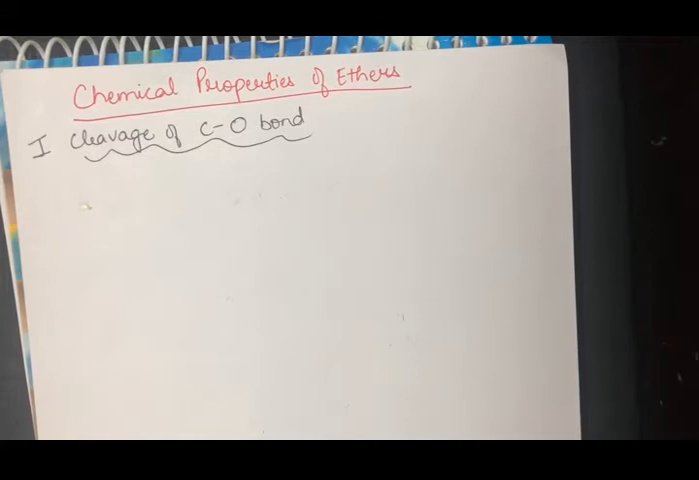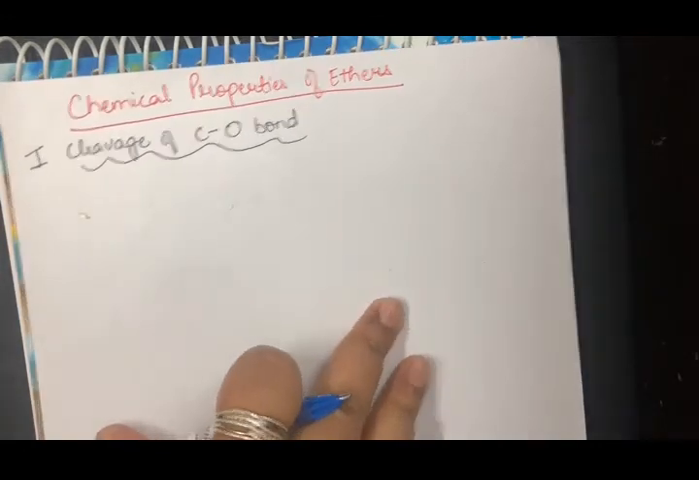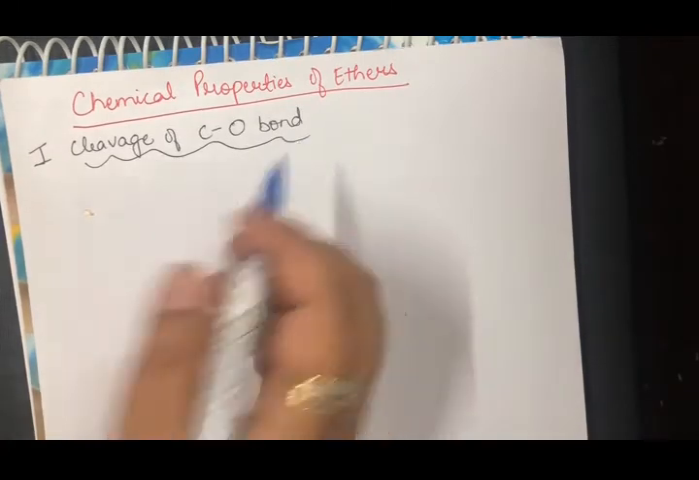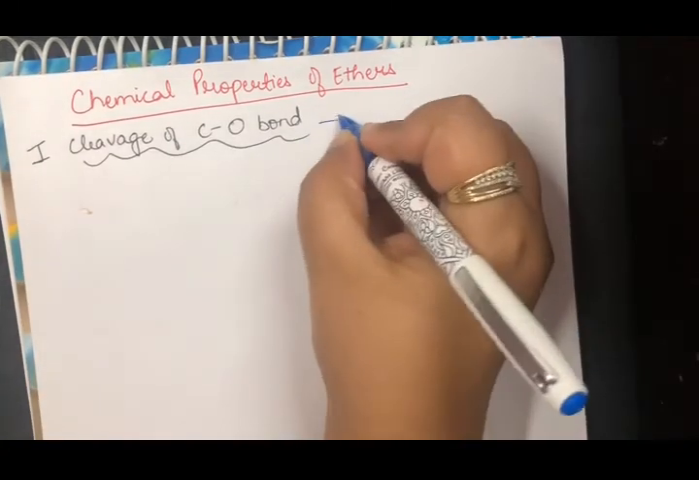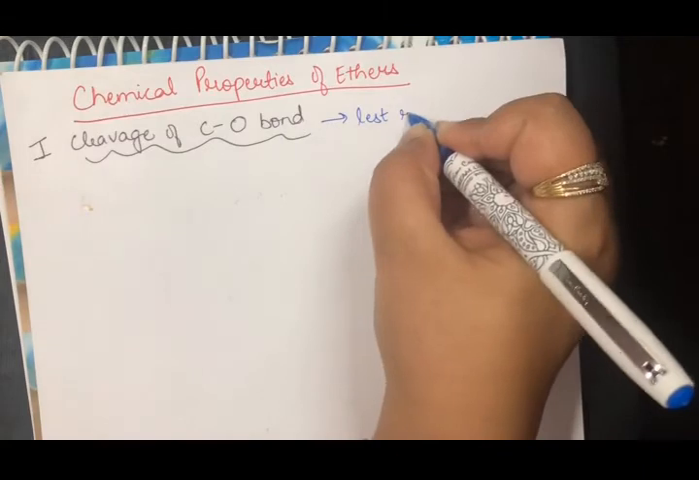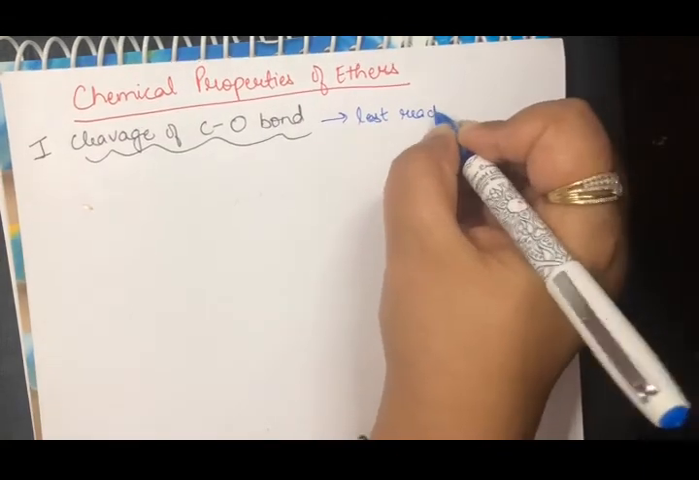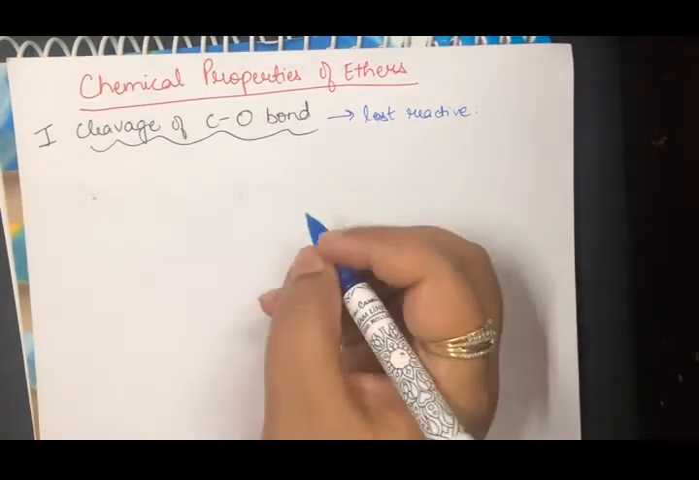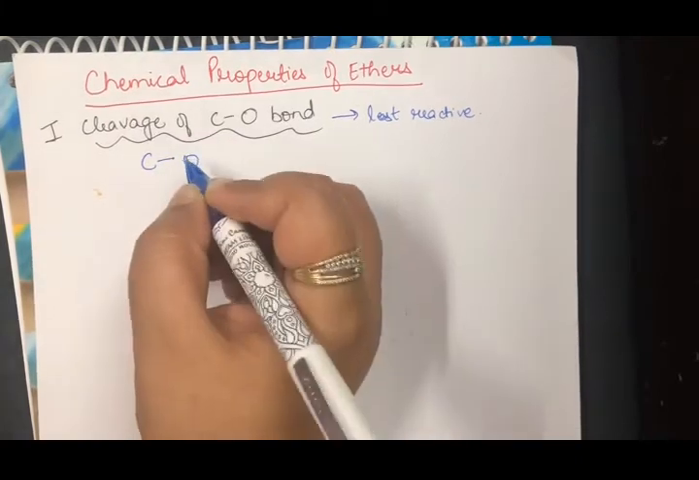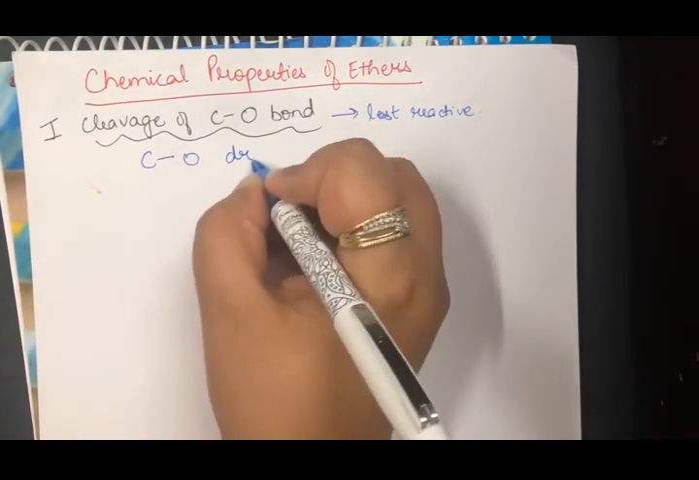Let's come to the chemical properties of ethers. The very first type of reactions are those which involve the cleavage of the carbon-oxygen bond in ethers. Now we know that ethers are the least reactive functional groups. Since they are least reactive, the carbon-oxygen bond will only break under drastic conditions.